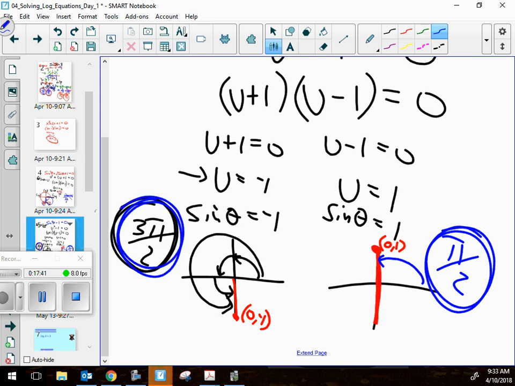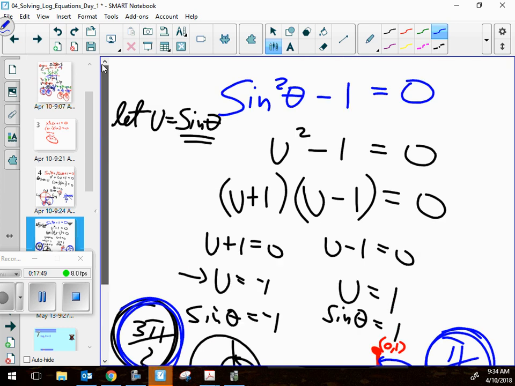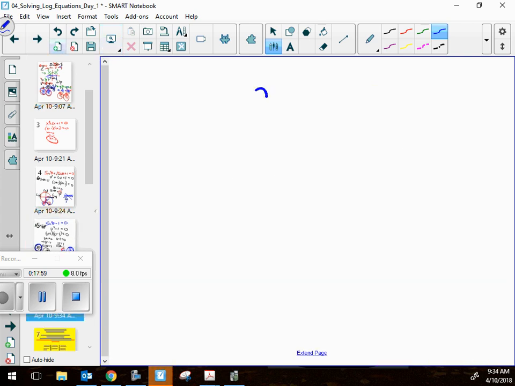All right, now that may have seemed doable to you. That's because I made the problem easy. Let's go back to the original problem. The original problem said sine squared minus 1 equals 0. What if the original question said cosine of 2 theta is equal to 0?